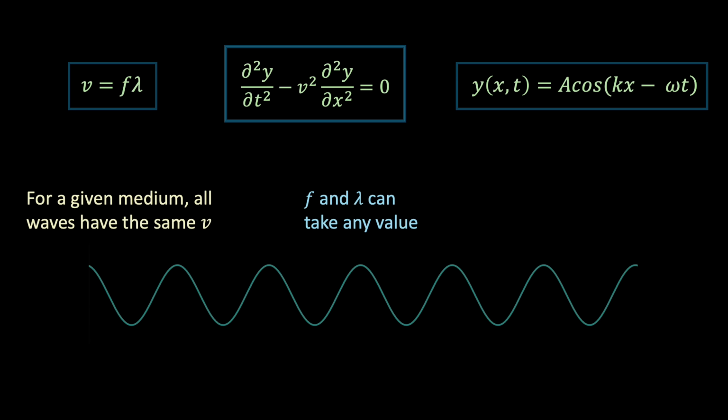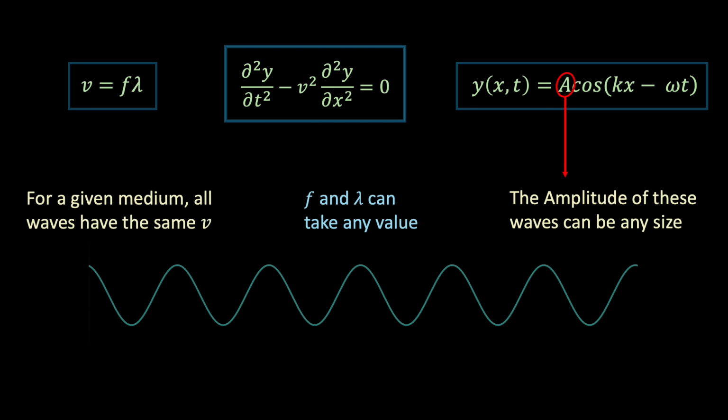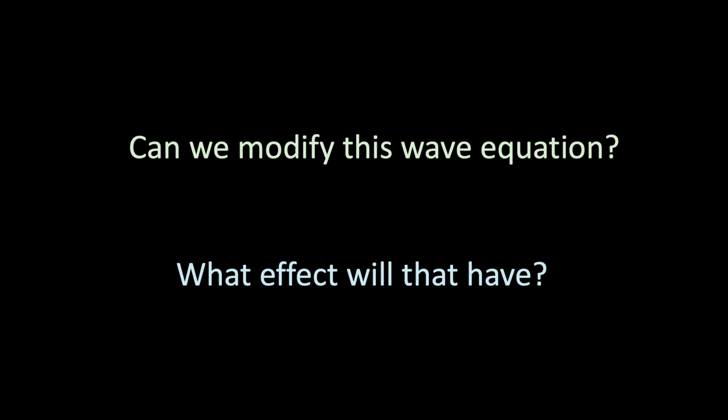And importantly, in the limit of very long wavelengths, the frequency reduces to zero with no limit. Finally, because we're dealing with classical physics, the amplitude of these waves can in principle take any value and can vary continuously, and hence the energy, which is proportional to the square of the amplitude, can also vary continuously and take any value. Now, the next question is, can we modify this wave equation? And if so, what effect will that have?